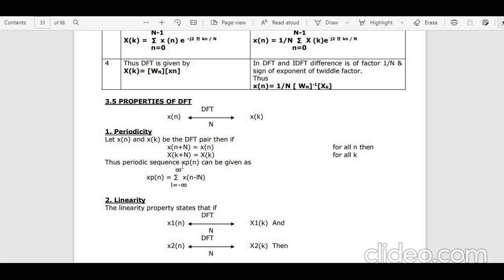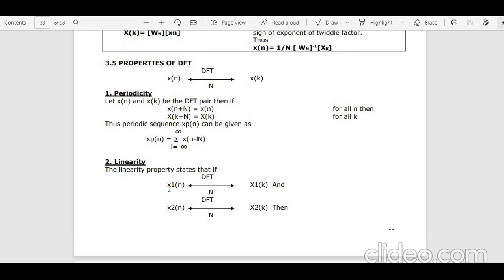Definitely you will get questions based upon the properties of the discrete Fourier transform, either to prove it or to give a statement for it. So that is very important. You need to understand and note down all the properties separately. First, periodicity: we have seen that formula in the previous class.